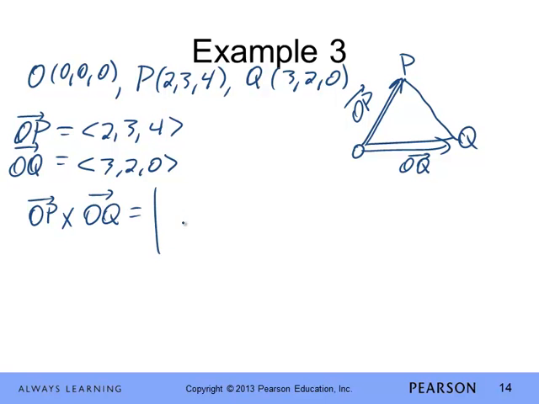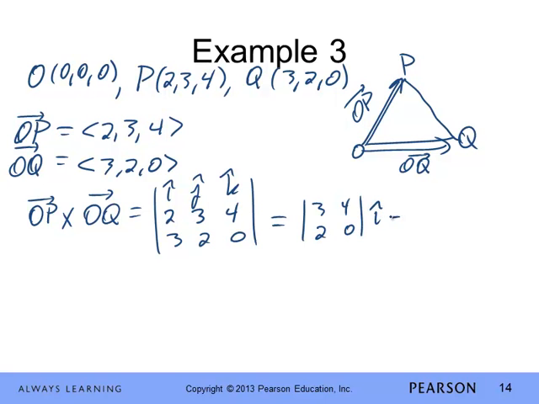All right. So here's our little 3x3 matrix: I hat, J hat, K hat. Then we'll take OP first, components of OP: 2, 3, 4. And then the components of OQ: 3, 2, 0. Now, we'll start off with I hat up here, and its minor is the 3, 4, 2, 0 times I hat. And then minus, the minor for J hat is going to be the 2, 3, and the 4, 0.